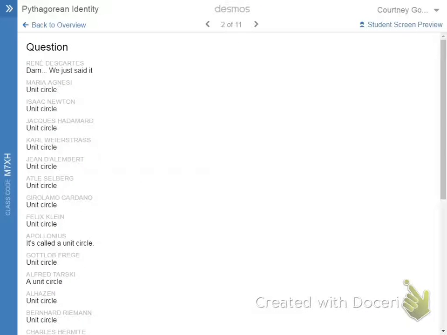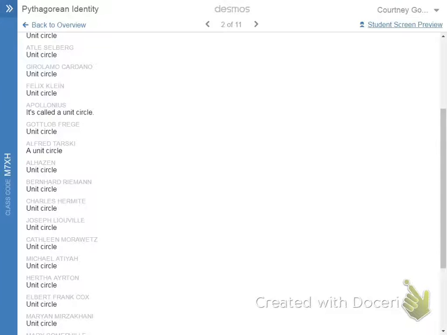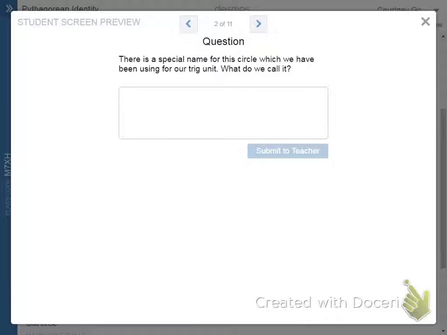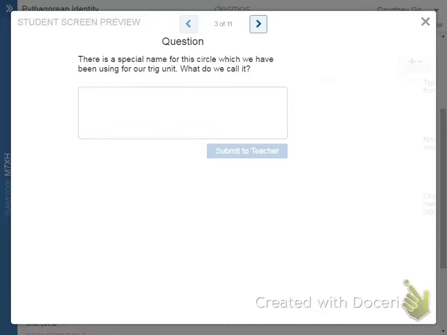Okay, and then the second question asked students to state the special name for this circle. We've been using this with the trigonometry stuff we've been talking about. So that circle that's centered at 0, 0 with a radius of 1, we call that the unit circle.